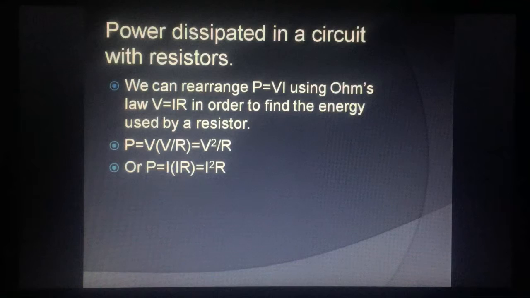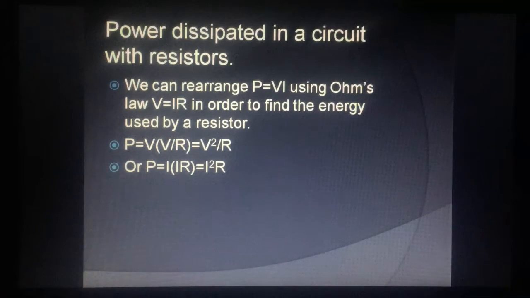So since we want to use this in circuits that contain resistors, we can use Ohm's law, V equals IR, to rearrange power equals volts times current in order to find the energy dissipated by a resistor. So subbing in for I is equal to V on R, we get that power is equal to the voltage squared divided by the resistance R. Or subbing that V equals IR, we get that the power is equal to the current squared times the resistance.